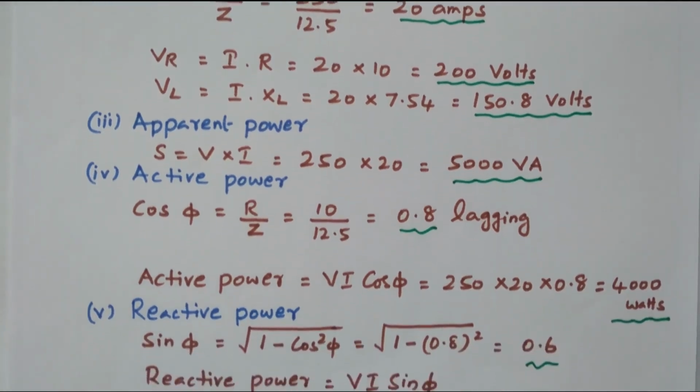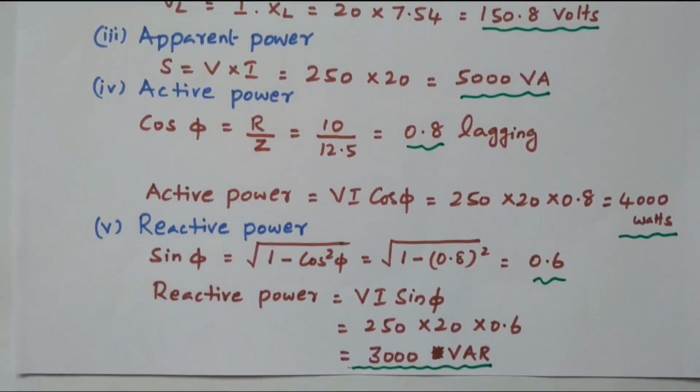Now we will find the reactive power. For reactive power what we need is sin phi. VI sin phi is the reactive power. So we will find sin phi. Sin phi can be calculated from this relation: sin phi equals square root of 1 minus cos square phi. That is, sin square theta plus cos square theta equals 1. From that we framed this equation. Now we'll substitute 1 minus cos phi value, 0.8 square. By simplifying we got 0.6. The sin phi value is 0.6.